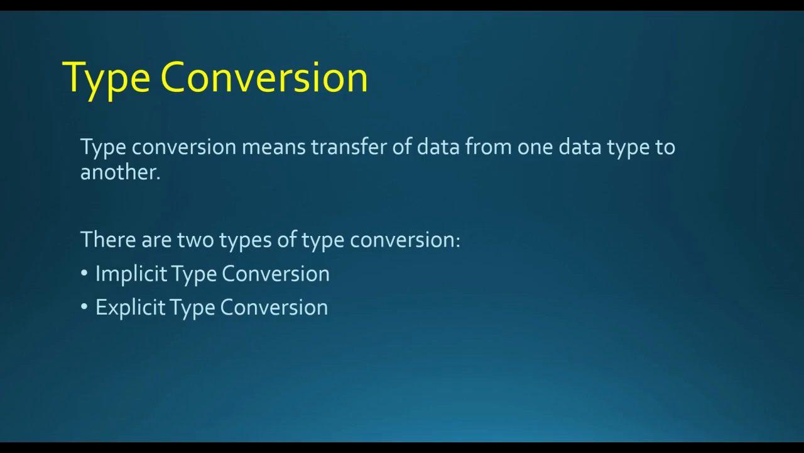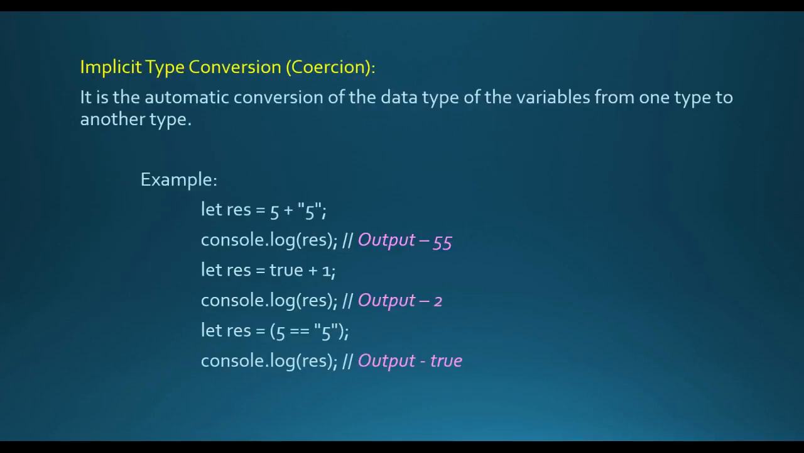Type conversion refers to changing data from one type to another. There are two types, implicit and explicit. Implicit conversion, also known as coercion, happens automatically when JavaScript tries to convert data types on its own. Check these examples carefully. In the first example, JavaScript automatically converts the number 5 and the string 5 and gives the output 55, which is a string. In the second example, a Boolean value is converted into a number. The third example is converting a number and a string into Boolean.